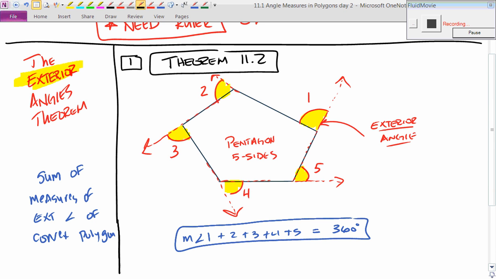It could be a 5-sided figure like a pentagon, or it could be a 7-sided figure. What's the name of a 7-sided figure? Heptagon. Yeah, there you go. All right, so we have an exterior angle theorem.